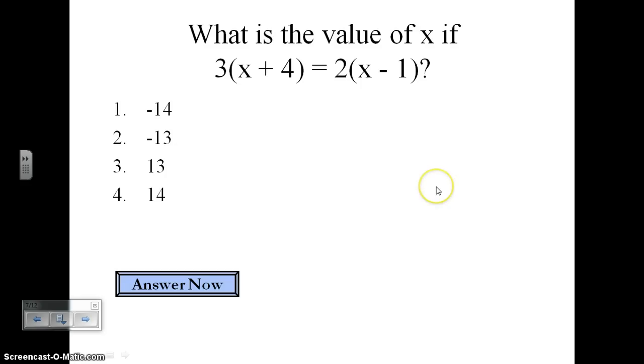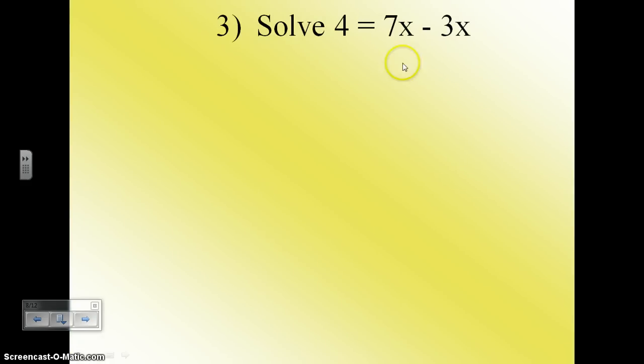So now try this one on your own. I'm going to give you a little bit of time. Pause it, try it, and see what answer you come up with. Okay, so let's see what the answer is. The answer is negative 14. Good job. So let's look at another example.